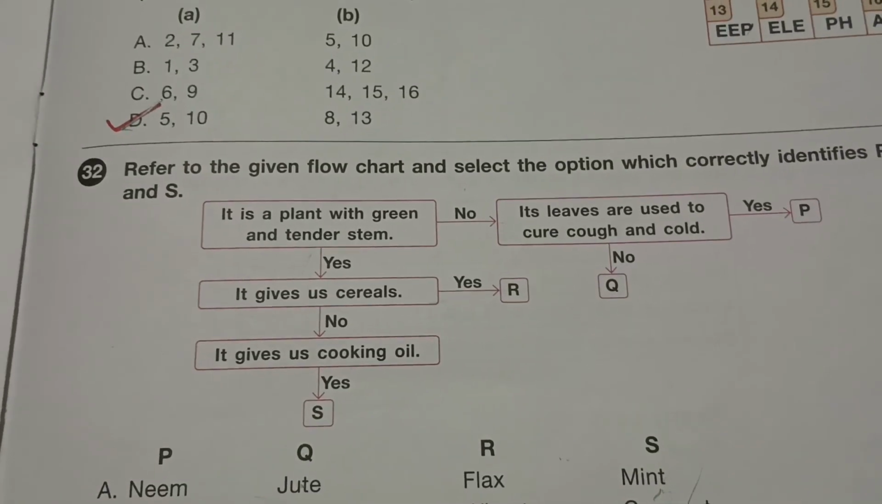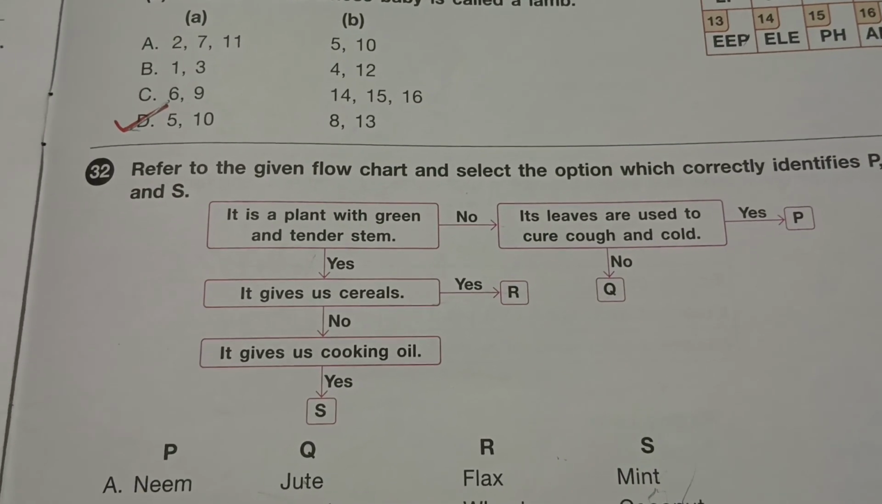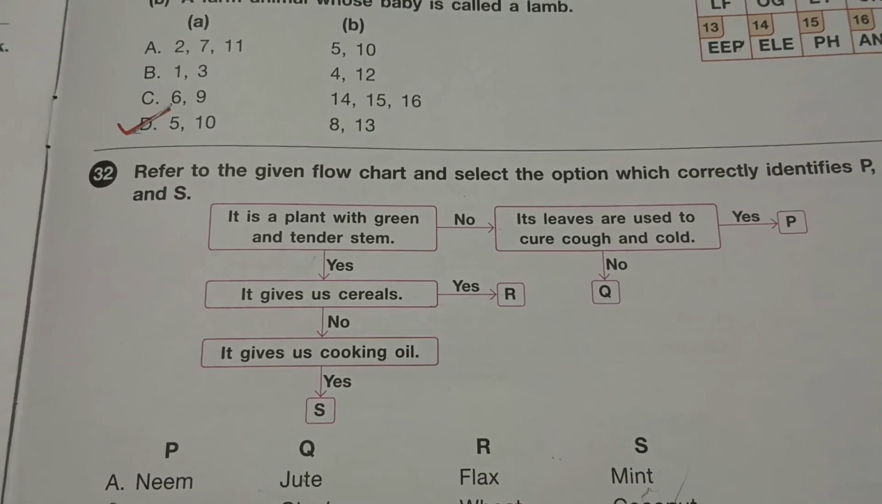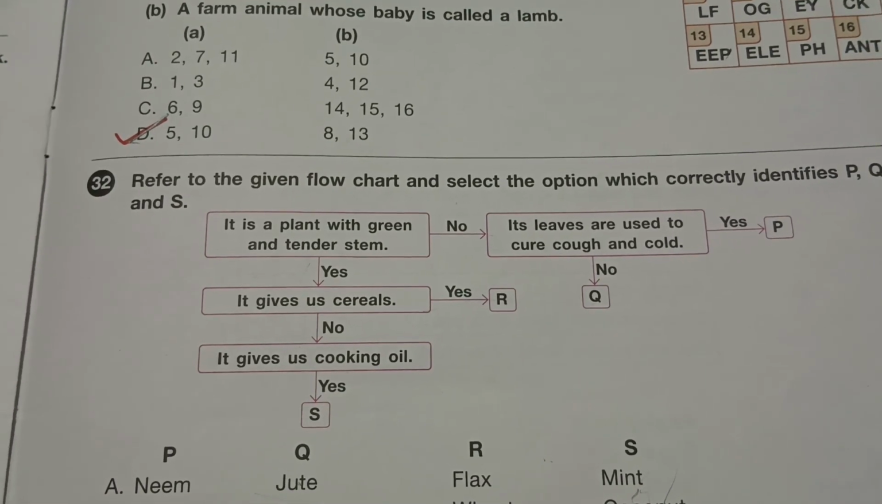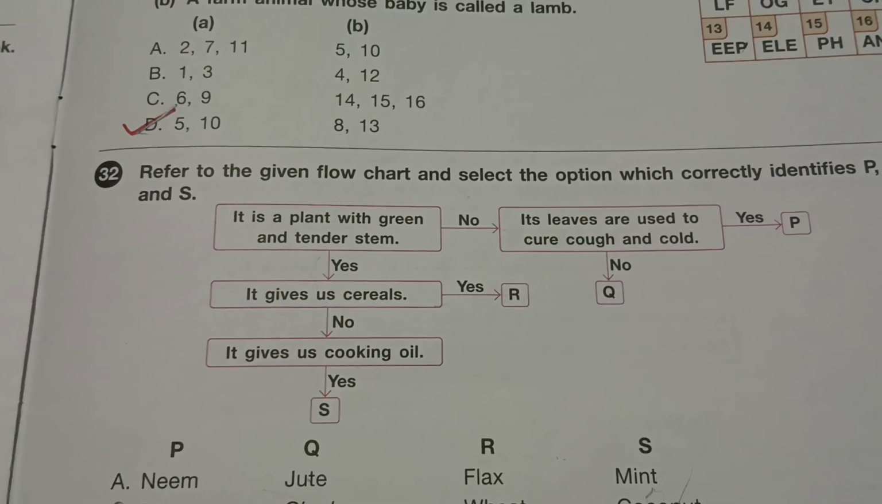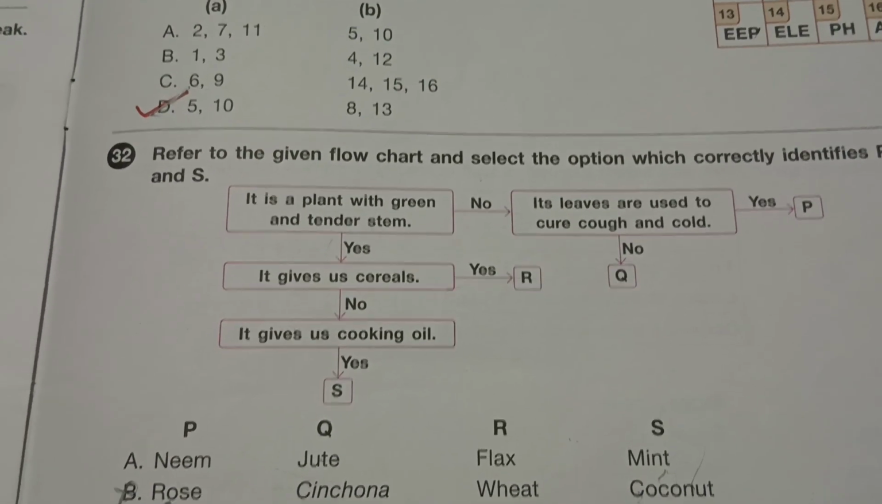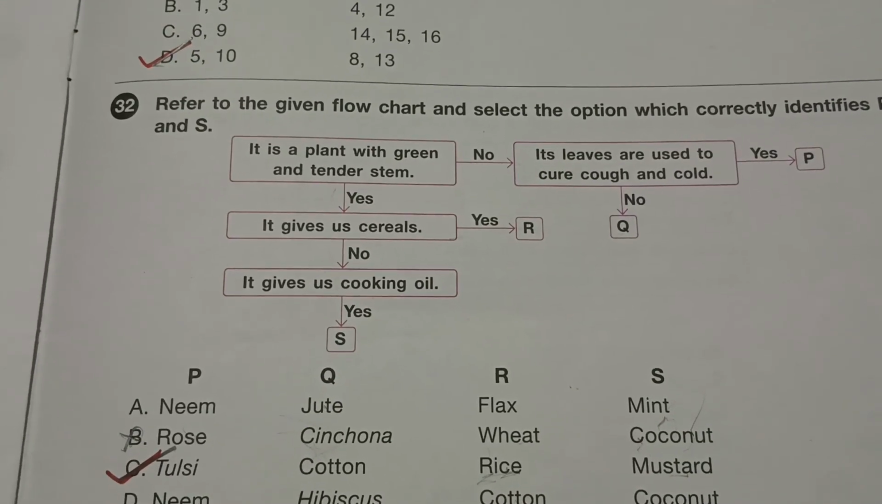Refer the given flow chart and select the option which correctly identifies P, Q, R and S. Here P is what? It is a plant with green and tender stem. No. Its leaves are used to cure cough and cold. Yes. So P could be Tulsi.